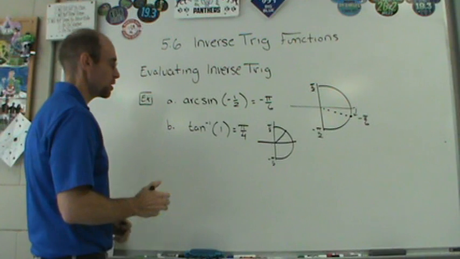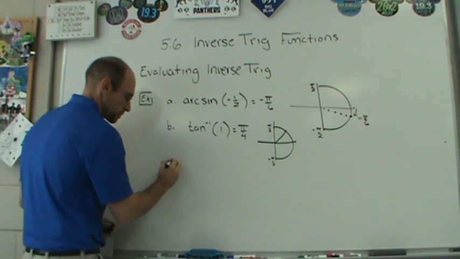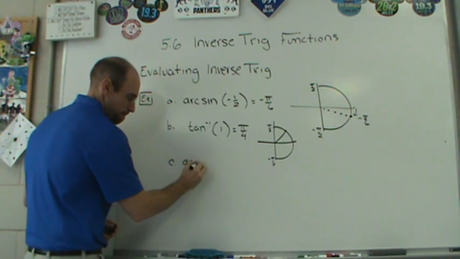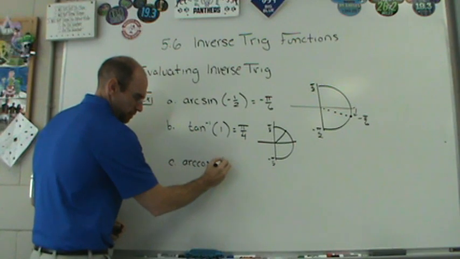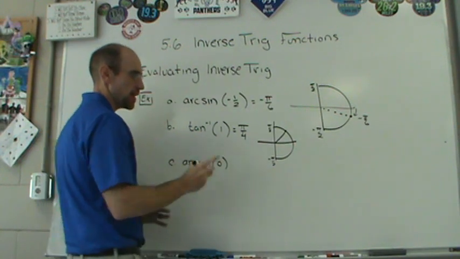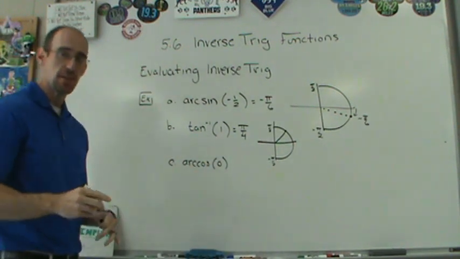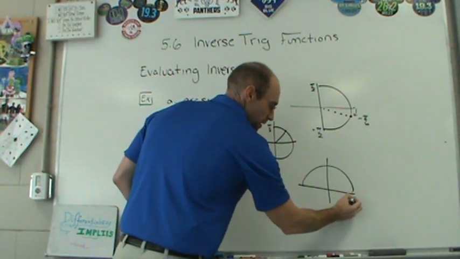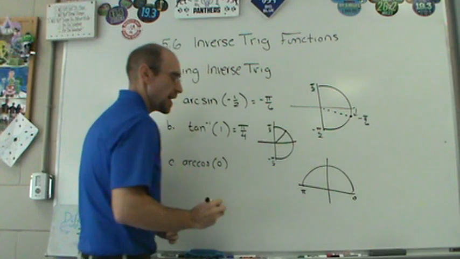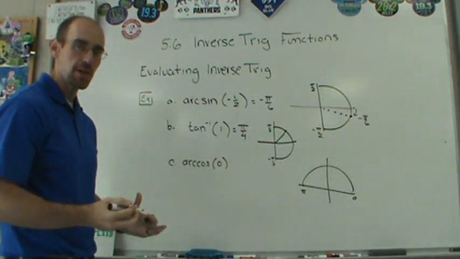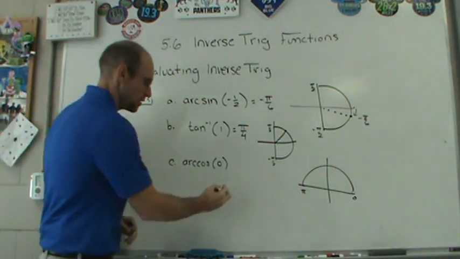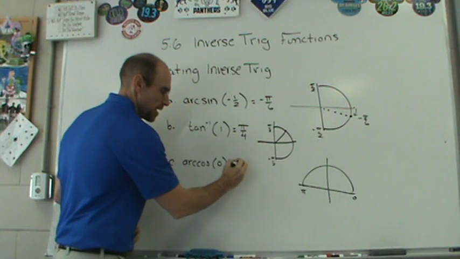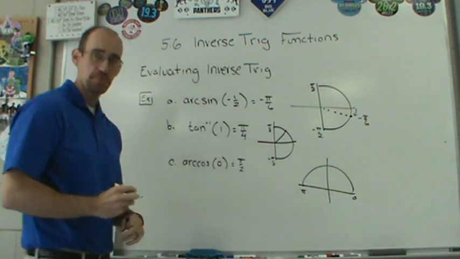All right, let's think arc cosine of 0. Okay, arc cosine of 0. Now cosine has a different range. Arc cosine deals with just from 0 to π. And if you think between 0 and π, where is cosine equal to 0? Well, again, that one's not too bad. That's going to be at π/2.